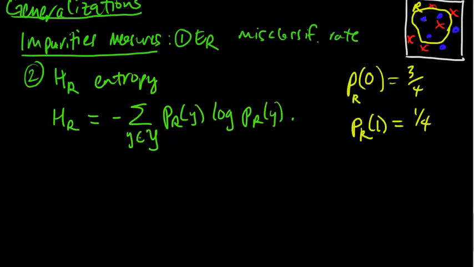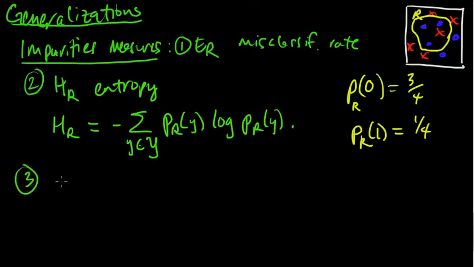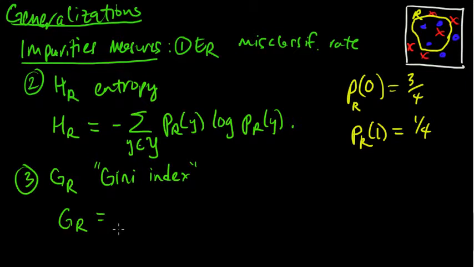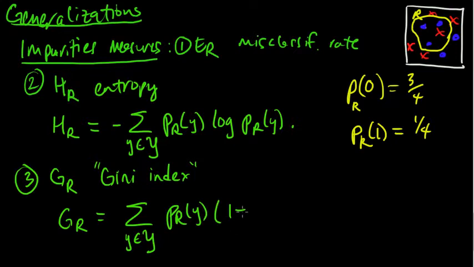Another option people use, which I won't go into too much detail about, I'll write as G sub R. It's called the Gini index. It's often used as an impurity measure in this setting of CART. The Gini index is the sum, again, over y's, just like here, and this time it's the probability of y times 1 minus the probability of y. That's all the Gini index is doing.